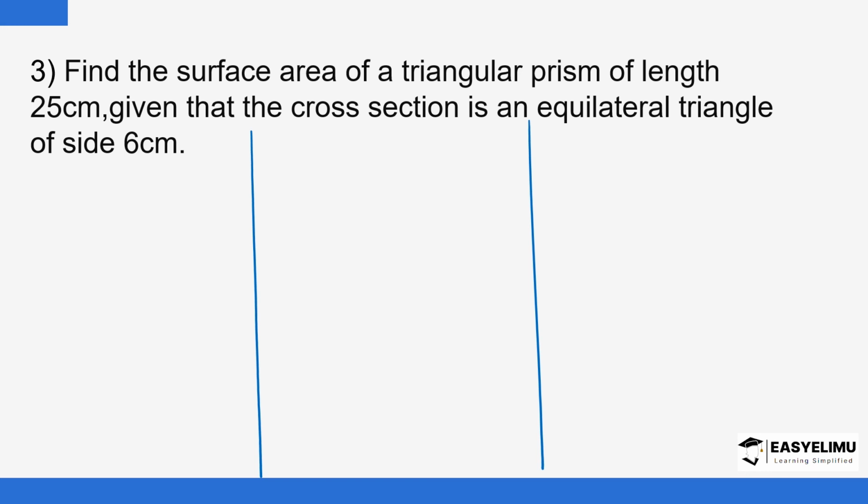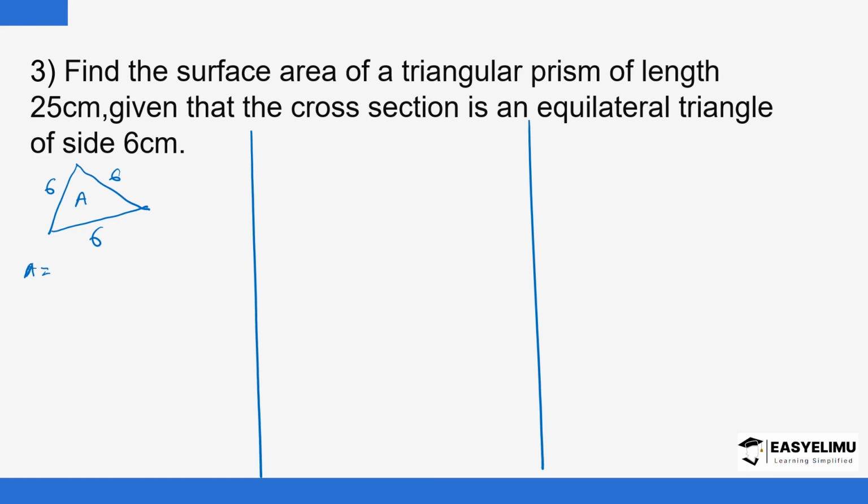So let me get the cross-sectional area. I'll use Heron's formula. The cross-sectional area is triangular, and it's an equilateral triangle of side 6 centimeters. So let me find this area first.